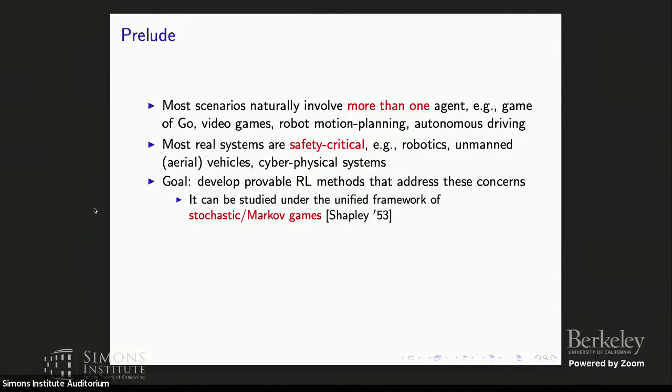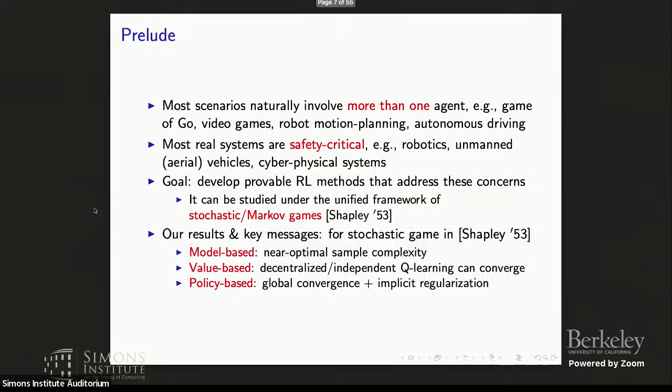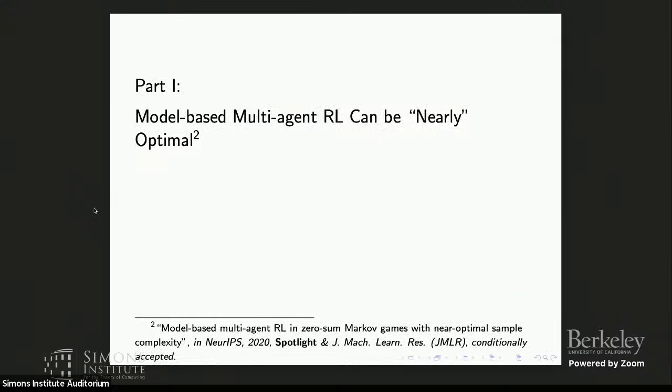Interestingly, I'm going to show you that this can actually be done under a unified framework called stochastic games, or Markov games, dating back to Shapley's work in the 50s. As a prelude to the results, we studied the fundamental setting of Markov games in several of the most popular reinforcement learning methods, including model-based and model-free approaches. The first part is about model-based multi-agent RL, where we studied the sample efficiency of this method. We show that this method can actually be nearly optimal.